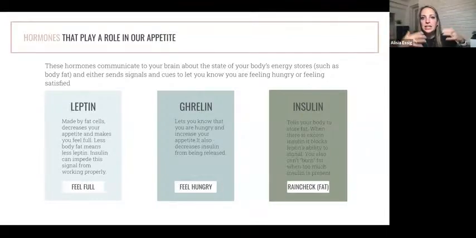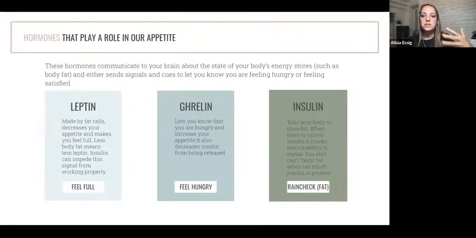Every cell in your body needs that glucose to function. And so glucose is brought in, and insulin is the key that unlocks the door that lets it into your cells. But insulin is also the hormone that tells your body to store fat, or one of the hormones that tells your body to store fat. So when there is an excess of insulin, it blocks leptin's ability to signal. So it can't tell your body that you're full, and you can't burn fat when too much insulin is present.